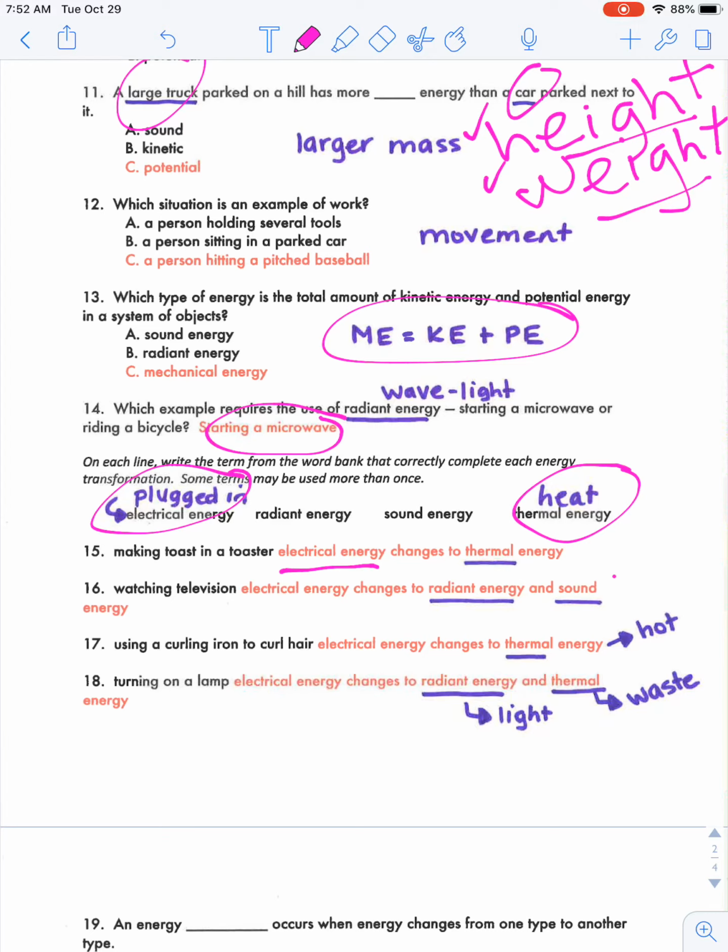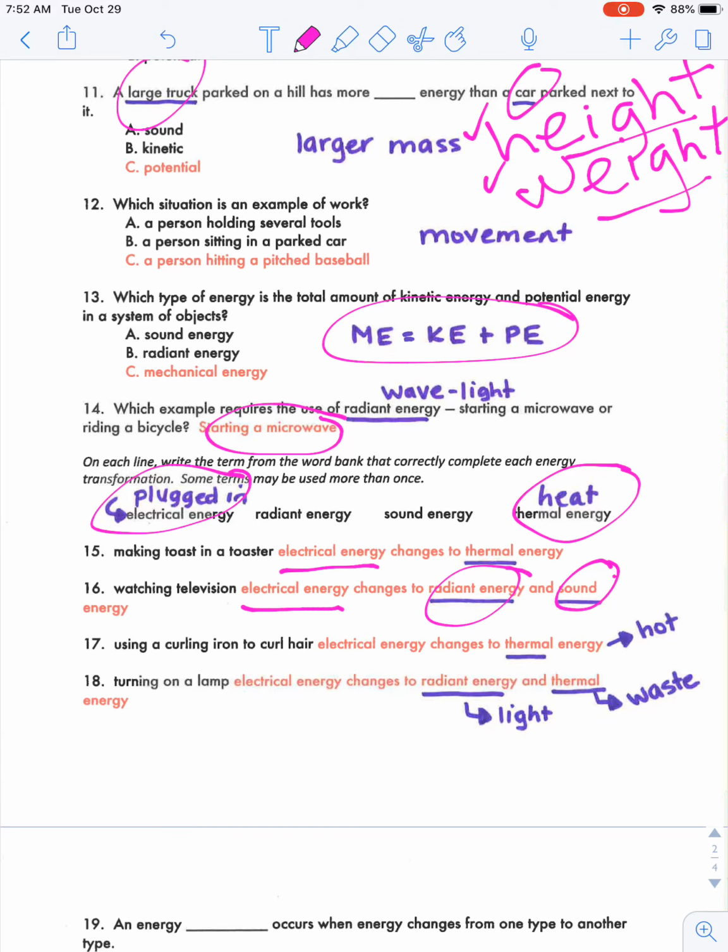You can actually see that. If you look inside your toaster, you'll see the red wires that are heating up the bread. So watching television, once again, you've got to have that plugged in or else it's not going to work. That's why these things don't work if we have a power outage or if they're not plugged in. So we take the electrical energy that comes to your house and convert it to radiant energy so that we can see it, and sound energy so that we can hear it.